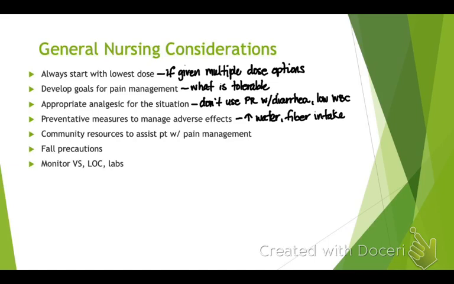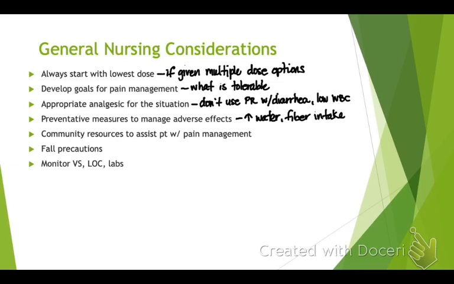Okay, so general nursing considerations for all of these analgesics, both your opioid and your non-opioid, is that first you want to always start with the lowest dose and then titrate upward. Rectal dosage is not appropriate for patients with diarrhea or stomatitis, which is a mucosal inflammation, or patients with a low white blood cell count because of the potential that it can introduce infection.